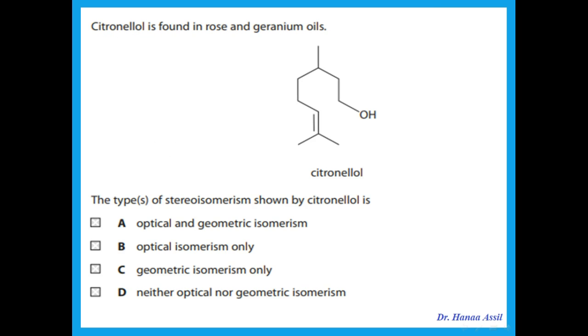This compound, what type of isomerism again? Does it have optical? Does it have chiral centers? Will the double bond form geometric isomerism? First of all, the double bond is attached to 2 similar groups, so it will not form geometric. But I do have a chiral center, so that means this will form optical isomerism only.